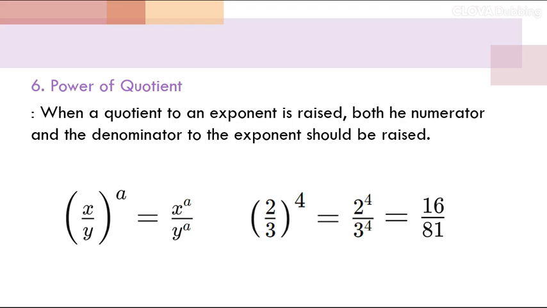Similar to the power of a quotient, when we have a quotient inside parentheses raised to an exponent, we apply the exponent to both the numerator and the denominator. For instance, 2/3 raised to the 4th power becomes 2 power 4 over 3 power 4.